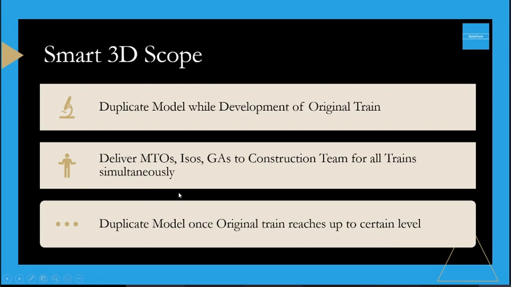And the reason clients ask for a duplicate train is that construction basically needs MTOs, ISOs, and GAs. So if the client or the construction agrees to the third arrangement, they are stringent on getting the MTOs, ISOs, and GAs on time simultaneously, where we can provide a service, and that can be possible, which we will discuss in the later slides.